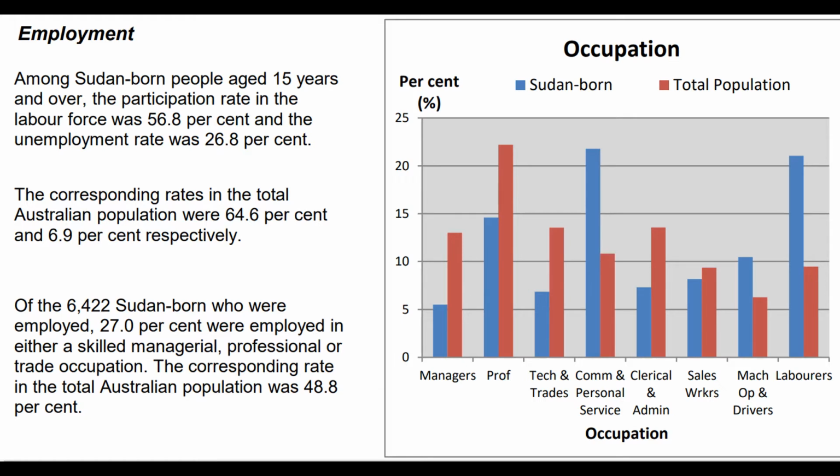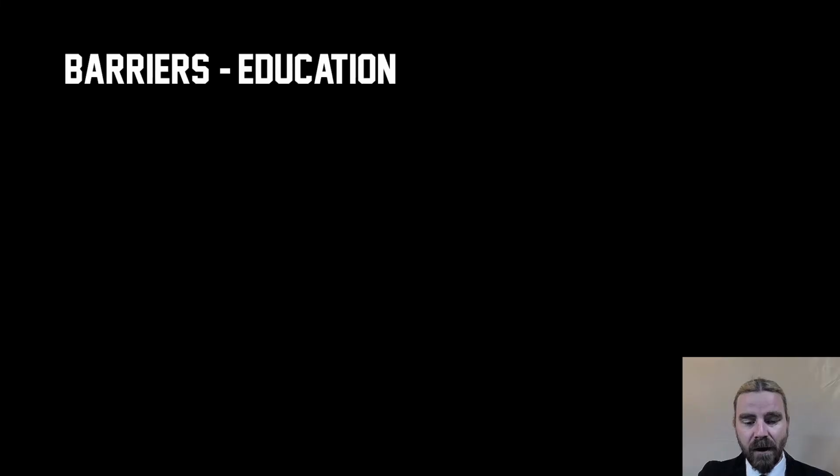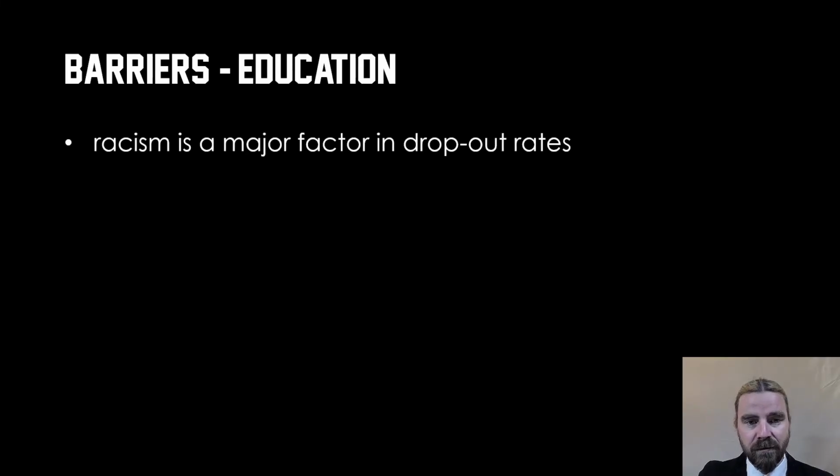I think, if you can remember, the average Australian household takes in about $688 a week, but for Sudanese Australians it's about $377, so a massive gap there. Another barrier is education. Racism is a major factor in dropout rates. Only 60% of Sudanese Australians finish high school versus 82% of other Australians. And one of the major factors in that dropout rate is the racism that they experience at school.